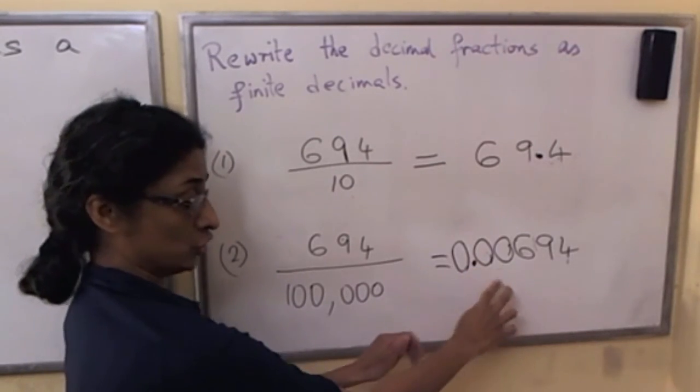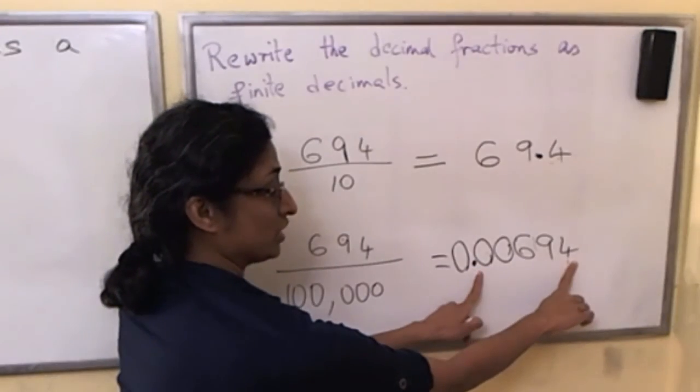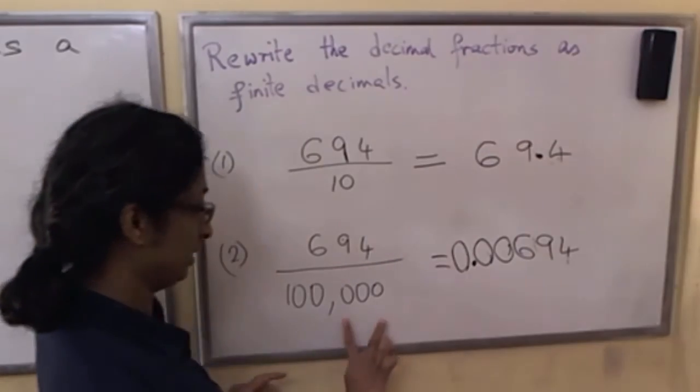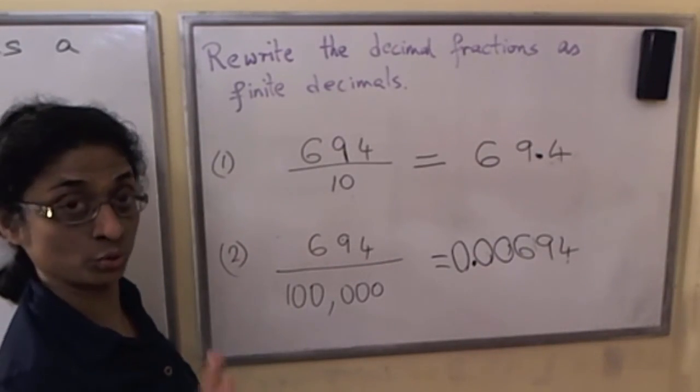And after you place it, just double check. The number of decimal digits to the right, 5 of them, matches the 5 zeros here. So we know we are correct.